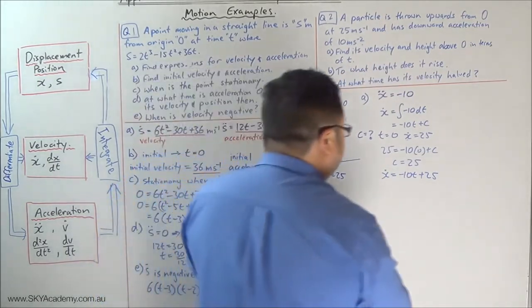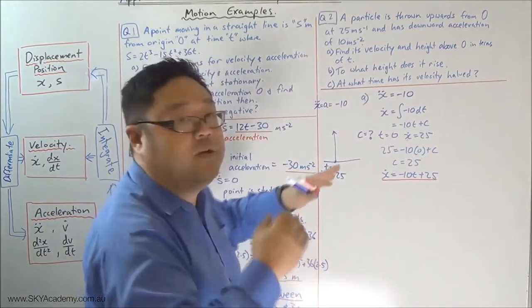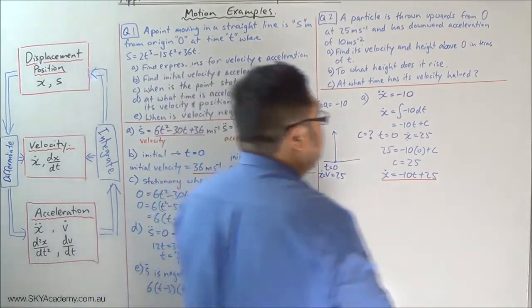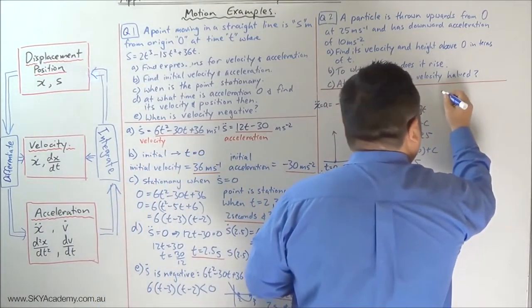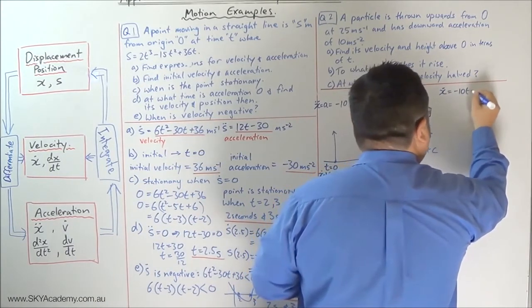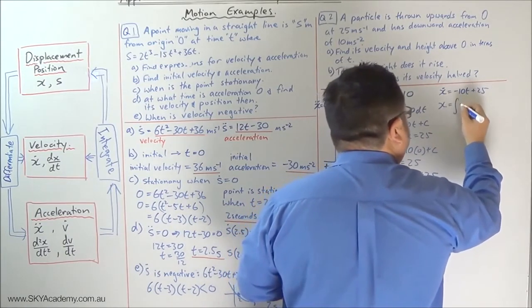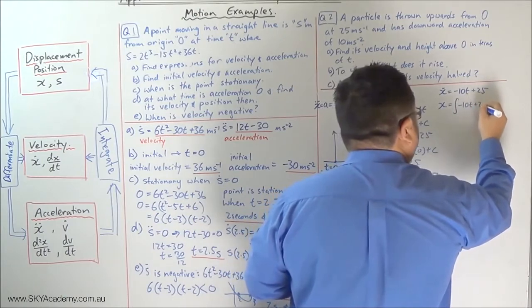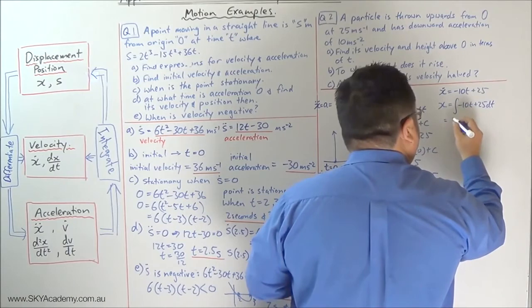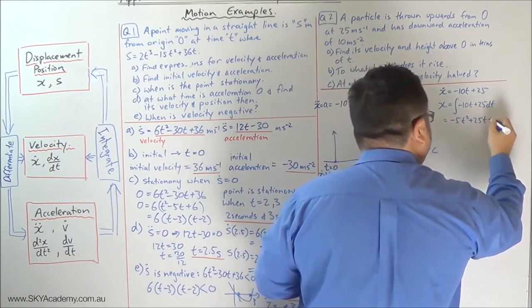Well, we've worked out the velocity, which is just this component here. What we're going to do now is use that to work out the height. So the height basically is, we start with velocity, which is minus 10t plus 25. We integrate that to work out the height, and that gives us minus 5t squared plus 25t plus c.